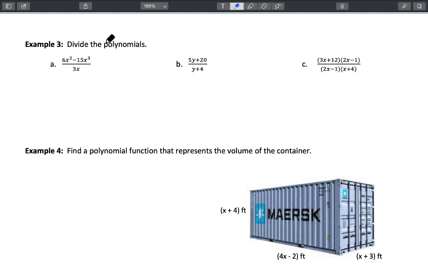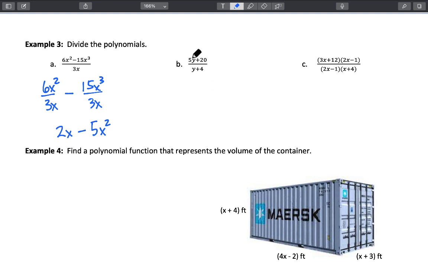Now we're going to divide some polynomials, and essentially we're ready for this because we just did it. If I take the binomial 6x squared minus 15x cubed and divide it by 3x, I have to divide both terms by 3x. So essentially what I'm doing is I am dividing each of these guys by 3x. So 6x squared divided by 3x results in 2x, minus 15x cubed divided by 3x results in minus 5x squared. All right, take a second, make sure you understand that. Let's go to the next one.